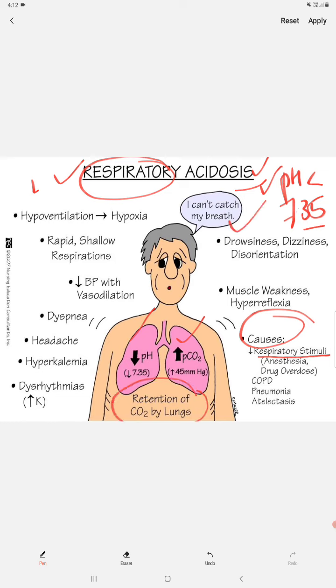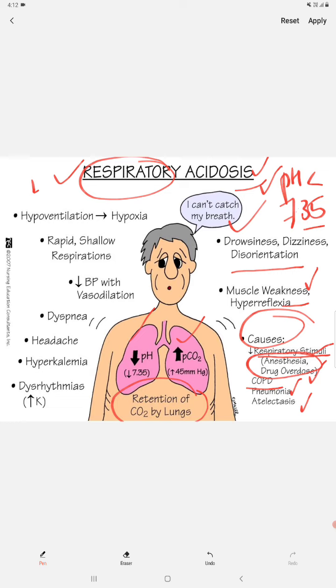The patient will not catch his or her breath, and the symptoms are drowsiness, dizziness, disorientation, muscle weakness, hyperreflexia. All this can be seen. And mainly in the causes, anesthesia may be one of the causes, and drug overdose, pneumonia, atelectasis, COPD. All these are causes of this respiratory acidosis.